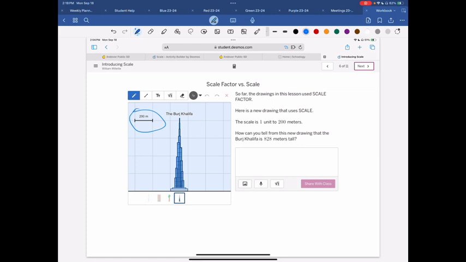And so we're asked, since the scale is 1 unit to 200 meters, so that's 1 box to 200 meters. How can you tell from this new drawing that the Burj Khalifa is 828 meters tall? Well, if each one of these boxes represents 200 meters, one thing we can do is count that up. So there's 200, another 200, another 200, another 200, kind of like we did with the puppy and the caterpillar. So right there, that's 800.